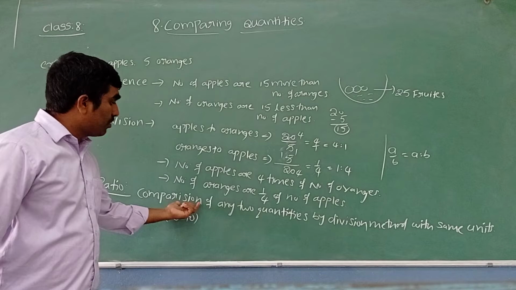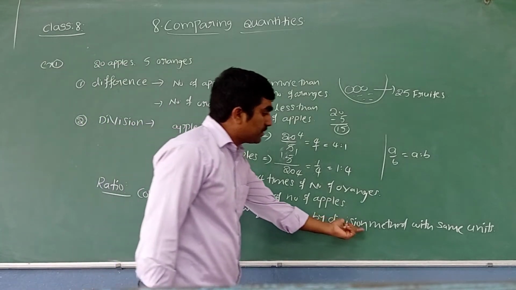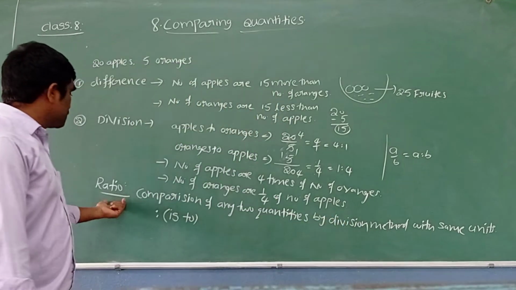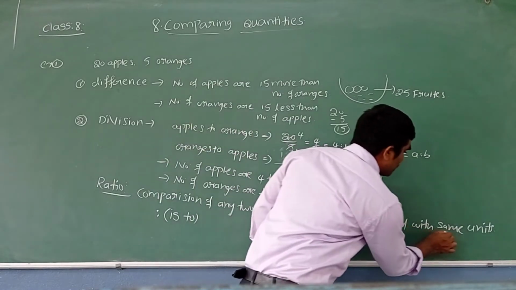We understood how we can compare quantities by the division method. What do we call it? It is a ratio. Now, what is meant by the same units?